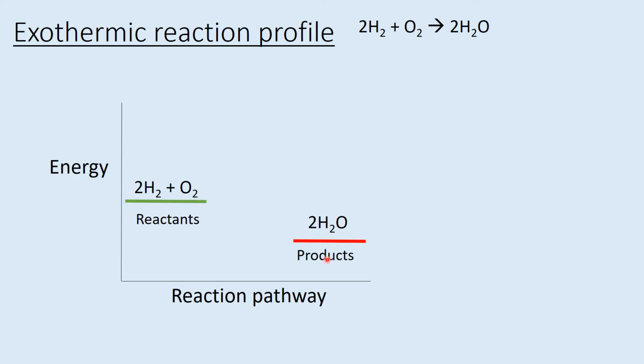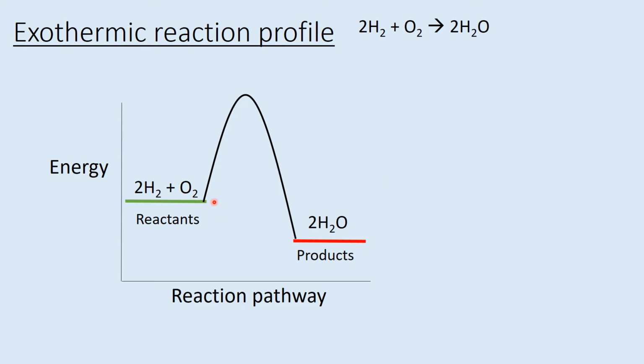So why is it lower? Well, this is an exothermic reaction. So what happens is these things give out energy into the surroundings. So therefore, if they've given out energy, they have lost energy to the surroundings, then the products must be at a lower energy.